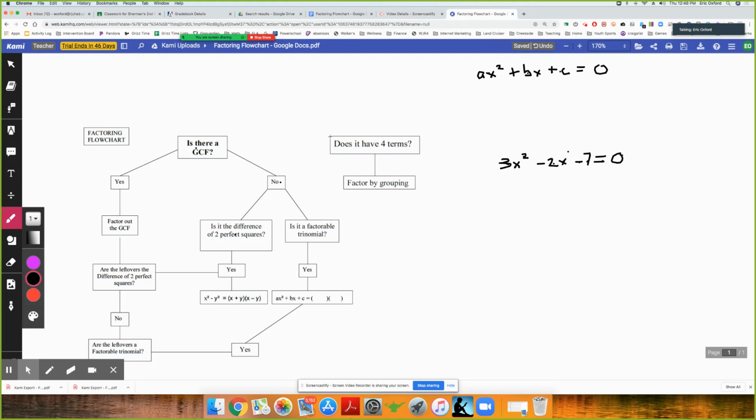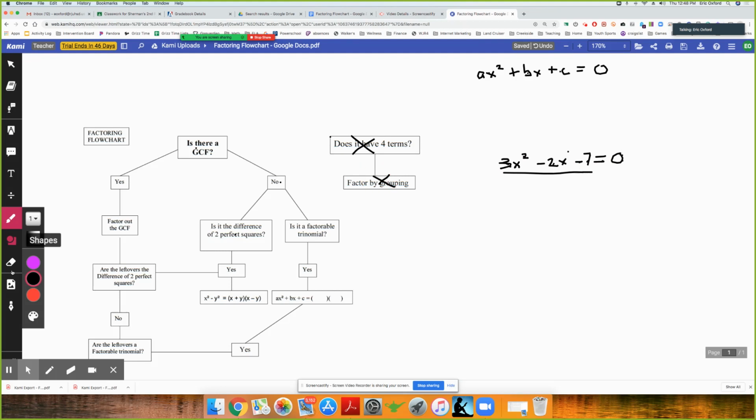The next thing we check is: does it have four terms? Nope, it only has 1, 2, 3 terms. 0 is not considered a term because it's on the other side of the equal sign. So it's only this that we're looking at, and there are 3 terms there. So we would not factor by grouping.